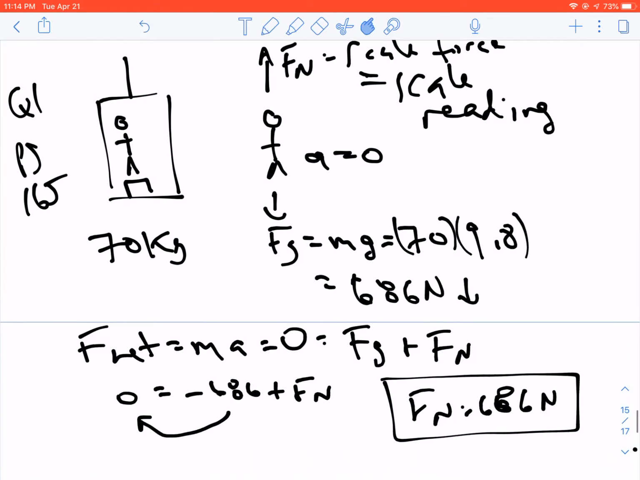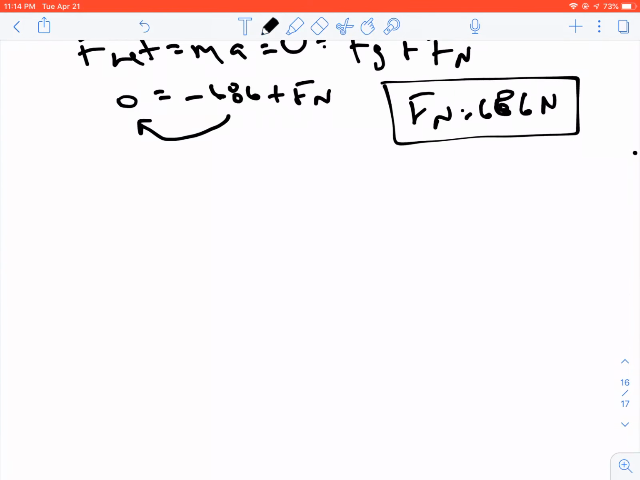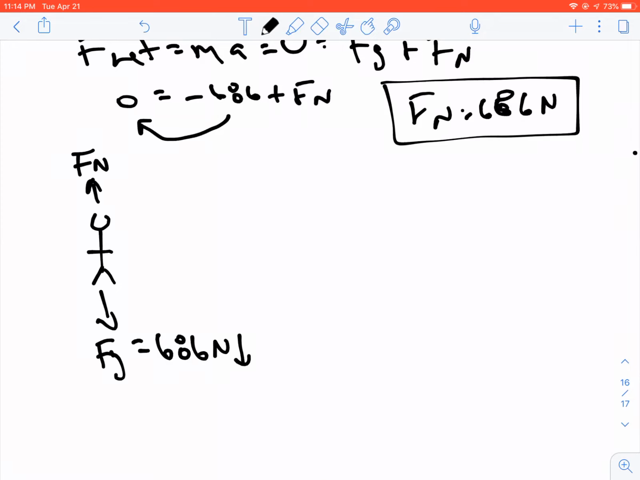Now, if I look at my free body diagram of this person now, oh, look at that, it's the same thing. There's only two forces acting on this person, Fn and Fg. We already know what Fg is because his mass hasn't changed. It's still m times g, so it's still 686 newtons down. But now I'm moving up at constant speed. Oh, but the acceleration is still 0.